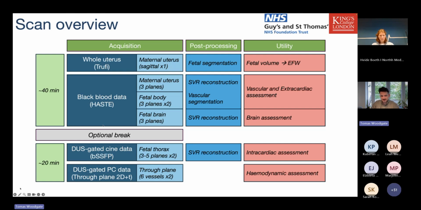We have an optional break in our protocol between the first section, which is static imaging, and the second section where we do our dynamic imaging. We use about 20 minutes of cine and flow data. It does depend a bit on what the referral indication is as to how exactly we protocol the scan, but this is an overall idea of what we do.